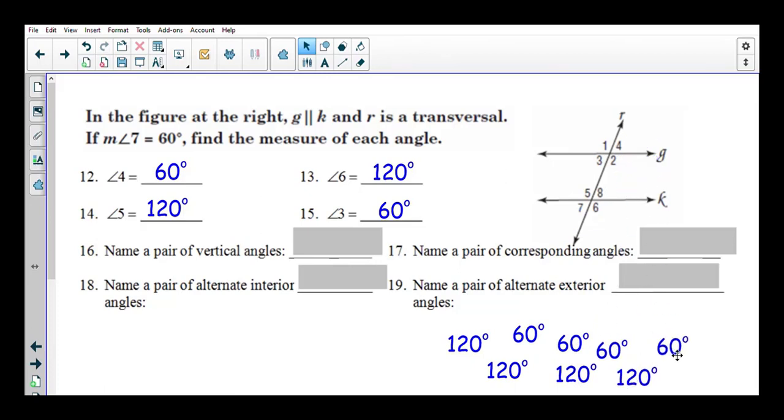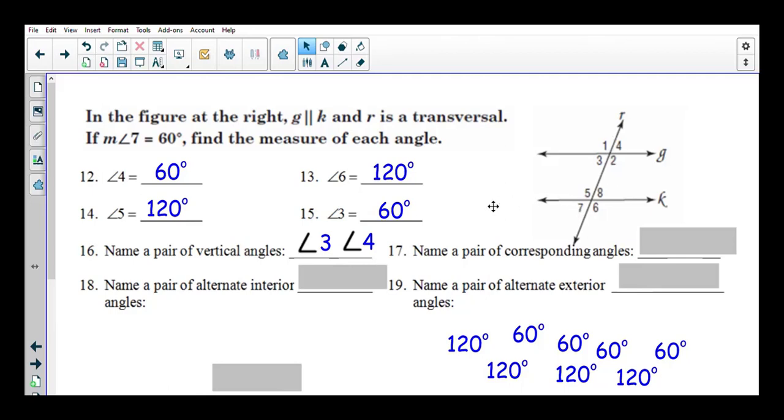So vertical angles are going to be in the same grouping, so they're going to both be up here or both be down here. The angles that I picked were 3 and 4. They're vertical angles. But you could also choose 1 and 2, 5 and 6, 7 and 8. So you have a lot of different options there.